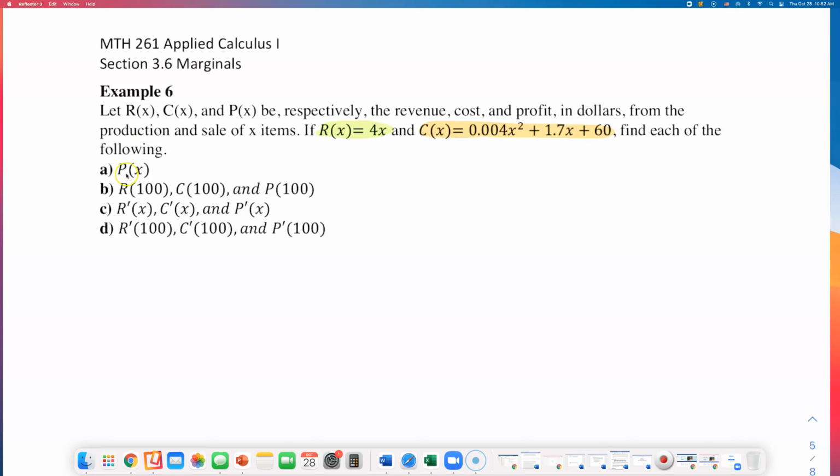They want us to first, part A, find P of X. They want us to find the profit function. Now remember, P of X is simply R of X minus C of X, revenue minus cost. So let's find that P of X. I'm going to subtract the revenue function, which is 4X, minus the cost function.